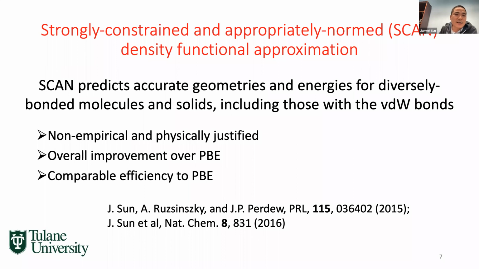So it is a non-empirical and physically justified density functional, and overall improves over PBE with not so comparable efficiency. So the scaling is still the same, and the computational cost is about 3 to 4 times more when you have a very, very large system. Now, SCAN predicts accurate geometries and energies for diversely bonded molecules and solids, including those with the van der Waals bonds.